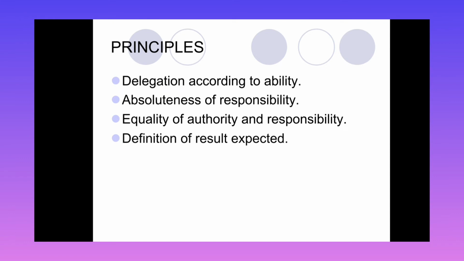Then definition of result expected. That means the manager should have clarity in the performance of the task. That means what they are expecting from the subordinates, what is the outcome of their performance, that should be clearly mentioned.